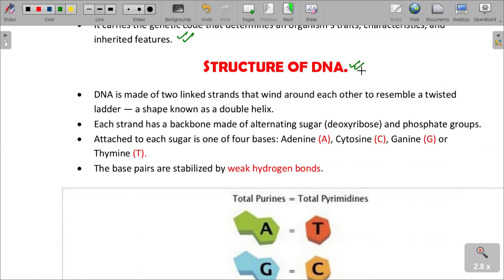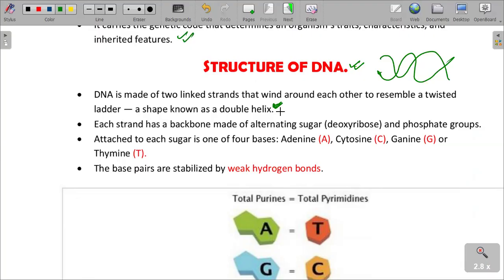It is made of two strands that wind around each other to resemble a twisted ladder. The structure of DNA is like that. It is actually formed by two strands that twist around each other, resembling a twisted ladder, which we call the double helix. If you check previous papers as we prepare for our exams to come, the DNA structure is known as a double helix structure.